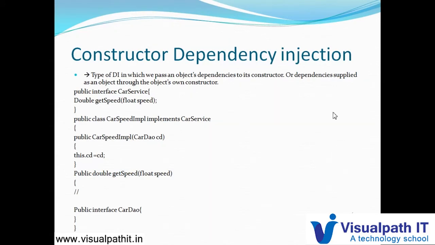See, we have this car service interface, where the car speed IMPL implements this car service interface. It has a constructor, car speed. Here there is another interface called public interface car DAO. The reference for this interface is an argument for this car speed IMPL constructor. So through its own constructor, we are passing the object's dependencies.